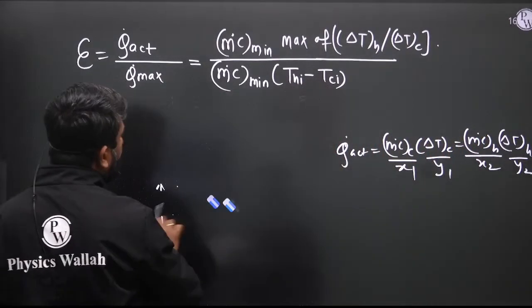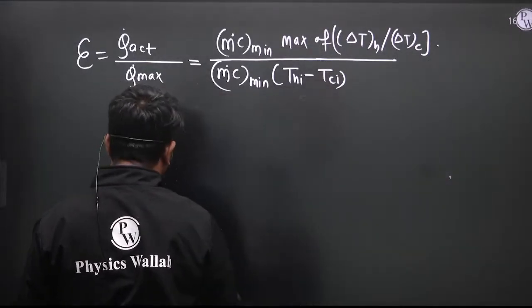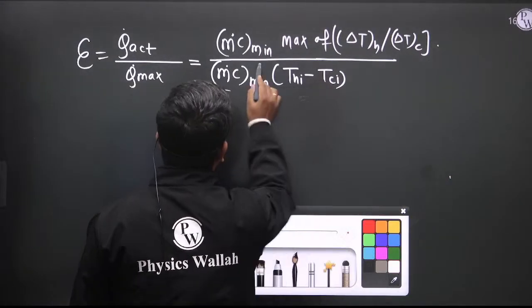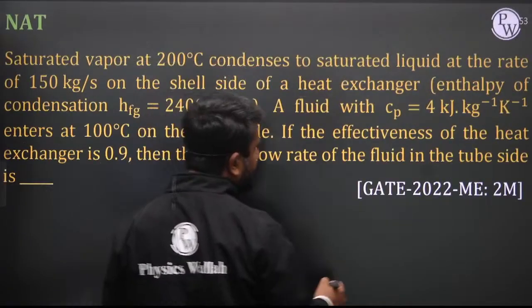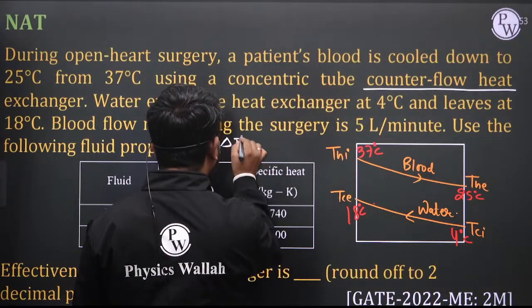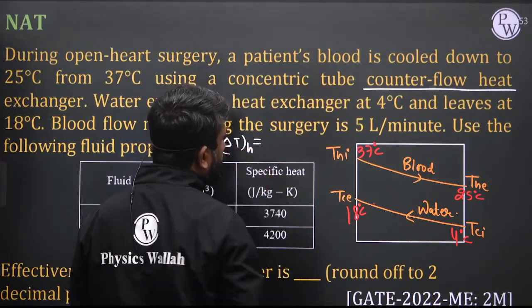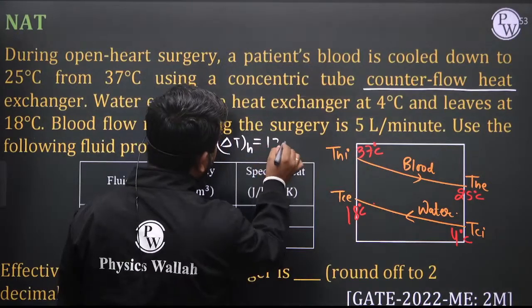Now see here, the minimum heat capacity rate is cancelled out from numerator and denominator. Now see here, if you consider delta T of hot fluid, this is 37 minus 25, so this is 12 degrees Celsius.